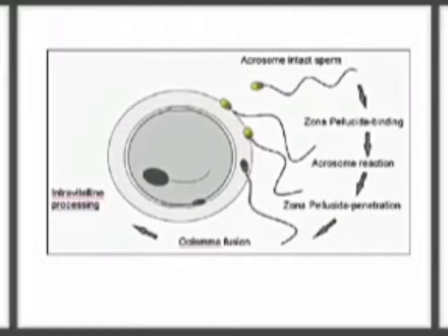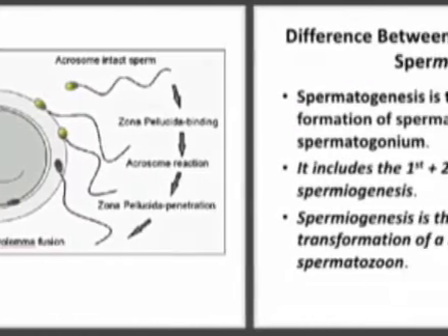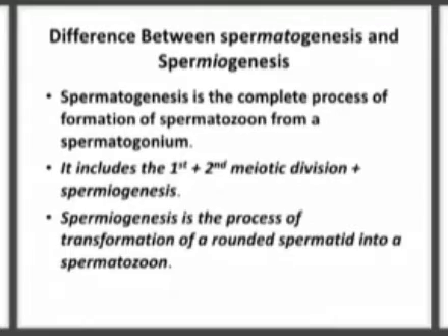You are looking here: acrosome, intact sperm, zona pellucida binding, acrosome reaction, zona pellucida penetration, oolemma fusion, intravitelline processing. देखें कितने स्पर्म आए हैं, and only one is going through the zona pellucida by the acrosome reaction and goes into the nucleus of the ovum. Differences between spermatogenesis and spermiogenesis, ये गौर से देखिएगा.